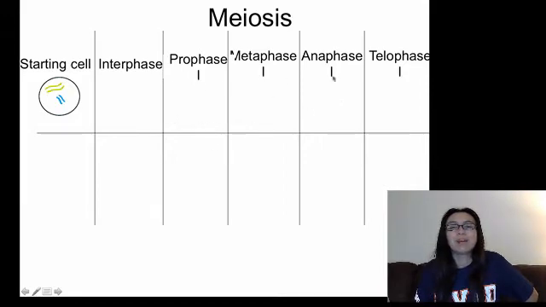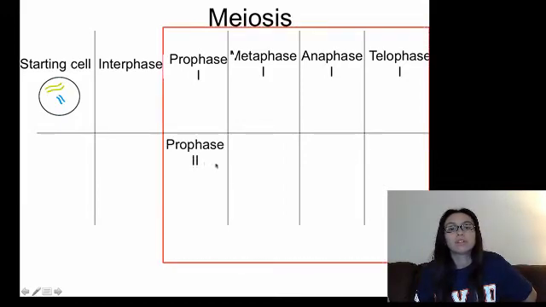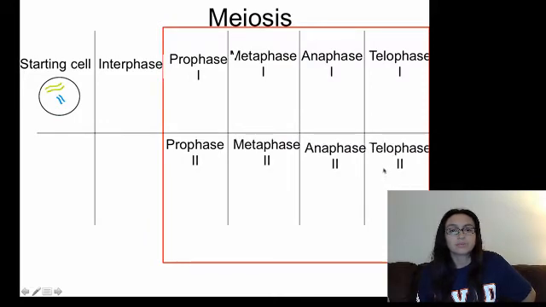But meiosis doesn't stop there. It has another series of 4 phases. So we have prophase 2, metaphase 2, anaphase 2, and telophase 2.